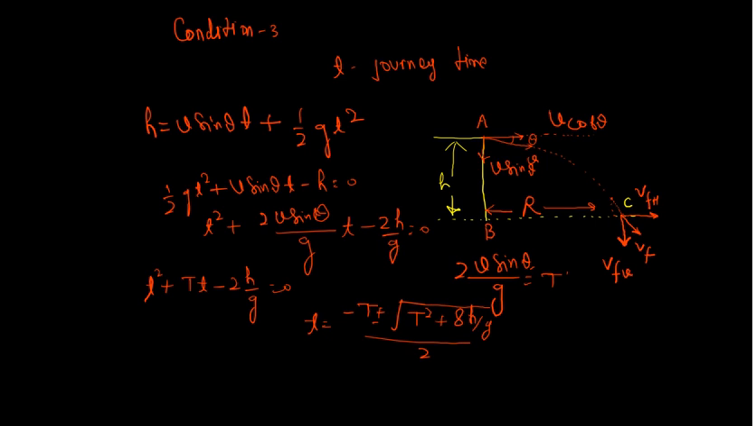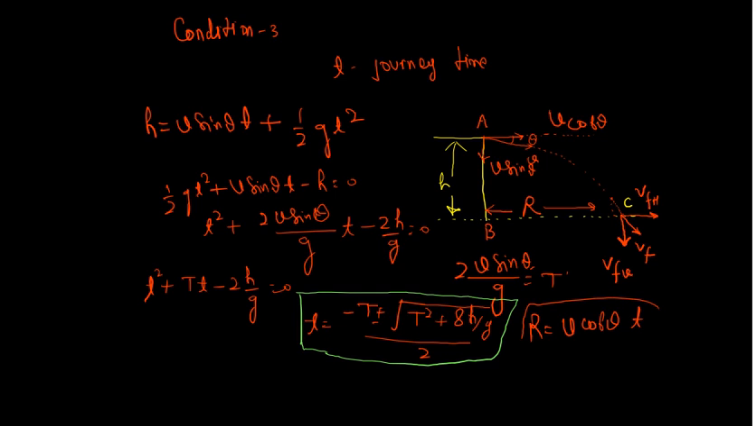Why have I written this? Because again I have applied the same theory: ax square plus bx plus c. This is the fundamental quadratic equation and its solution is something like this: minus b plus or minus the square root of b square minus 4ac, divided by 2a. So now I have calculated the time. Using this time I will calculate the range. My range will be v cos theta multiplied by this time. This is the distance that will be covered on the horizontal axis.